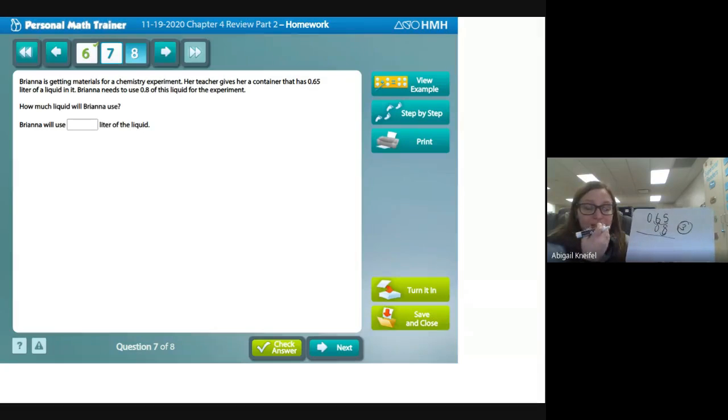Then I'm going to multiply my 2 numbers. 8 times 5 is 40. Carry my 4. 6 times 8 plus 4 is 52. Carry my 5. 8 times 0 is 0 plus 5 is 5. Drop in my 0. Then I have 0 times 5, 0 times 6, 0 times 0. Now I got to add them up. 0, 2, 5, 0. I put in my decimal. So how much of that liquid will she use? 0.520.